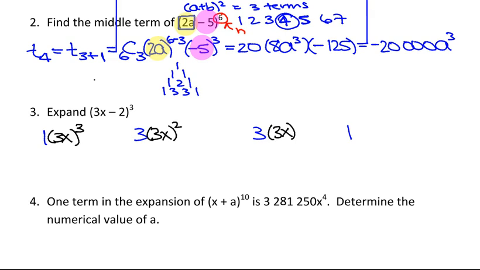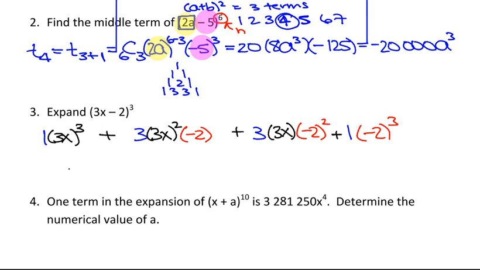Okay, our b is -2. So here we will have no b's. Here I'll have -2 to the power of 1. Here I'll have -2 squared. And here I'll have -2 cubed. Add them all up. And now I'm ready to evaluate.